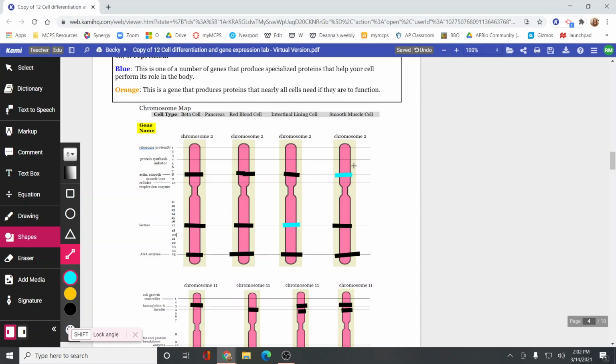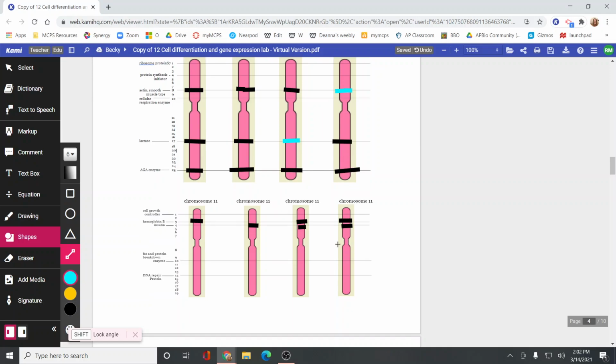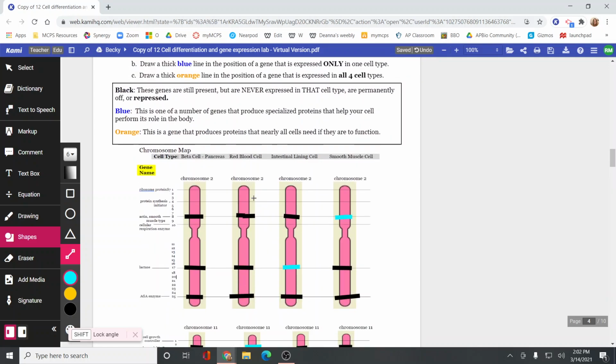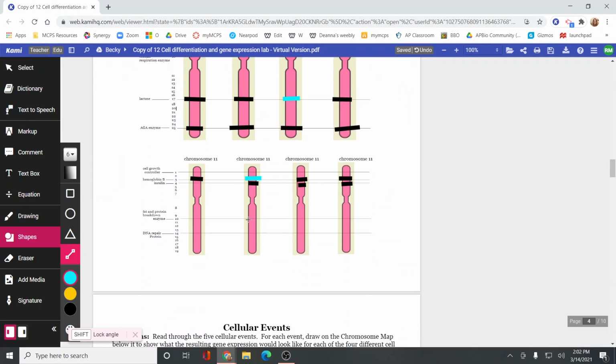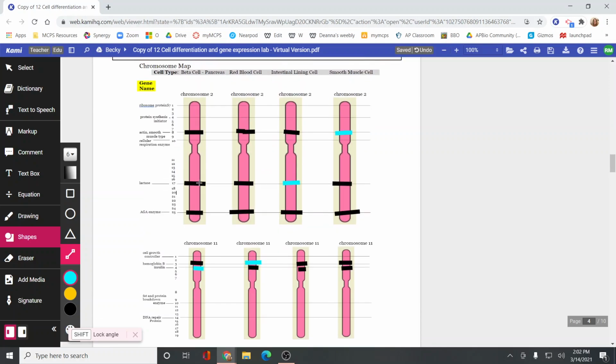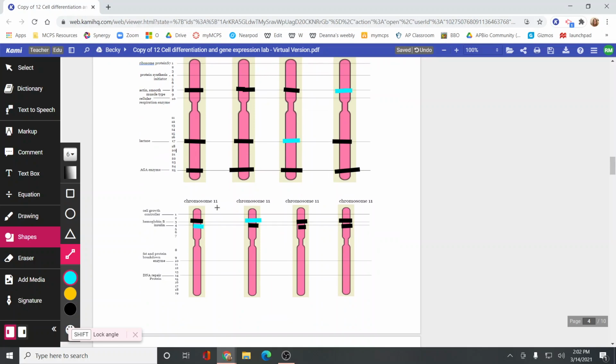Actin is the special enzyme for smooth muscle cell. Okay, this tells me hemoglobin is the special enzyme here for the red blood cell. And insulin is the special enzyme here for the beta cell. Okay, so that's how we're doing this here.